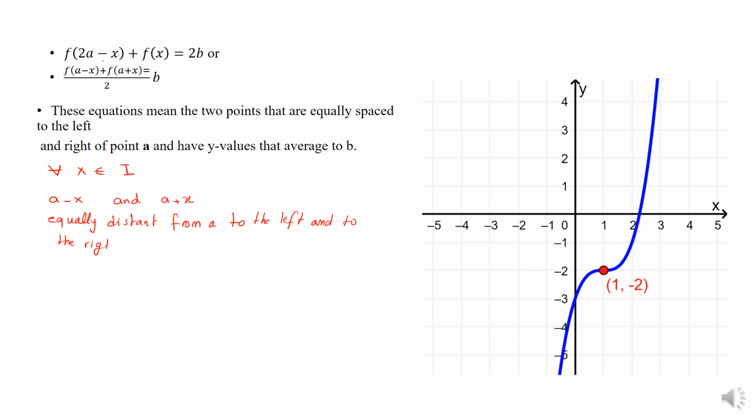So to make things more clear, let's take an example. Let's take x equal to 1. a here is 1, b here is negative 2. x equal 1 belongs to the domain of f. So a minus x is 1 minus 1 is 0. a plus x is 1 plus 1 is 2. Look at the graph. This is a minus x, 0. This is a plus x, 2. And they are really equally distant from a, which is 1, to the left and to the right.